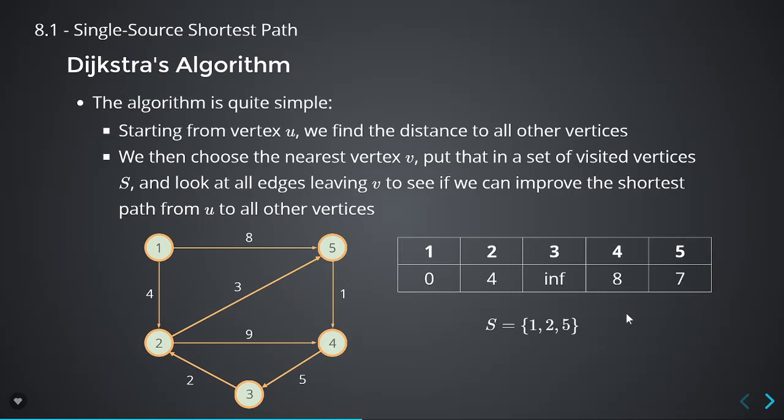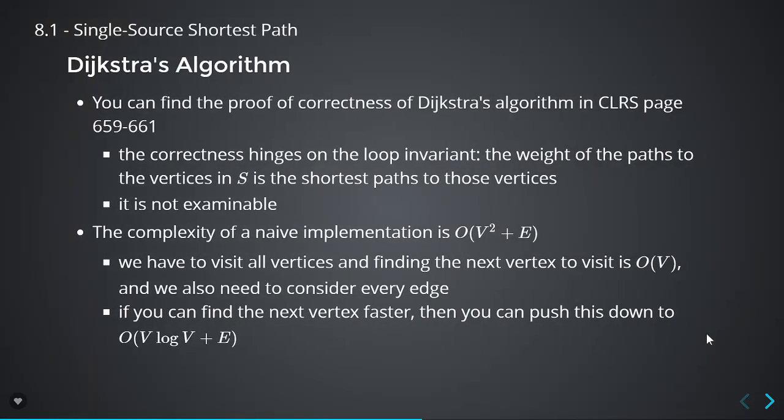We're done with that. Now let's go to 4. We're going to add 4 inside the set S. And from 4, it'll cost me 5 to get to 3. So now I know that the shortest path from 1 to 3 is 13. Right? So it's just 8, the cost of me going to 4, plus 5, the cost of going from 4 to 3. So that is a very quick rundown of Dijkstra's algorithm.